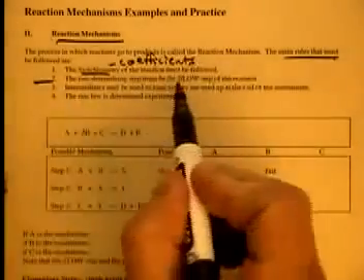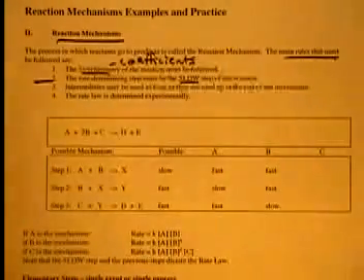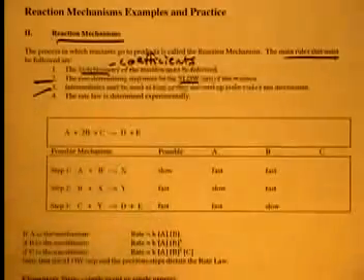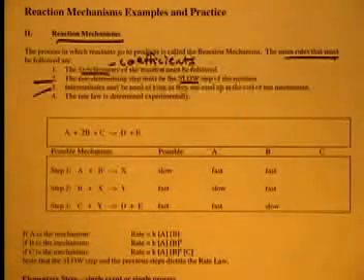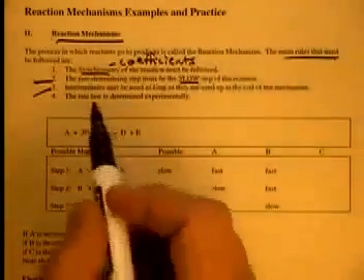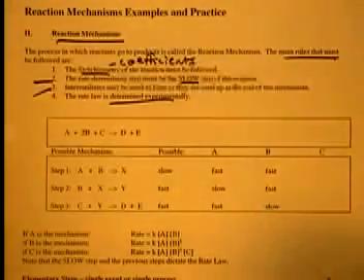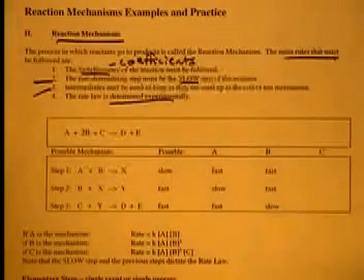The rate determining step is the slow step, the one that takes the longest to happen. Third rule, the intermediates may be used as long as they're used up at the end of the mechanism. And lastly, the rate law is only determined experimentally. It's only determined experimentally. Let's take a look at this sample reaction right now.